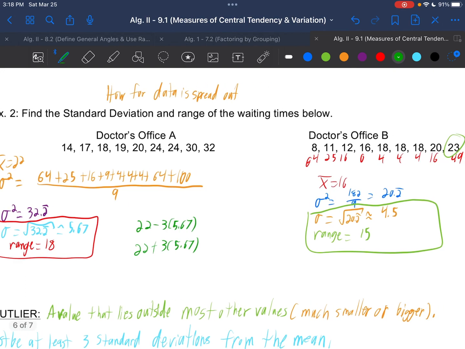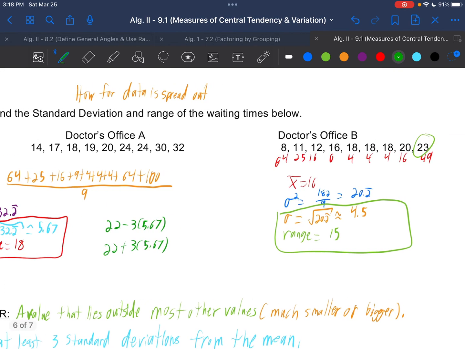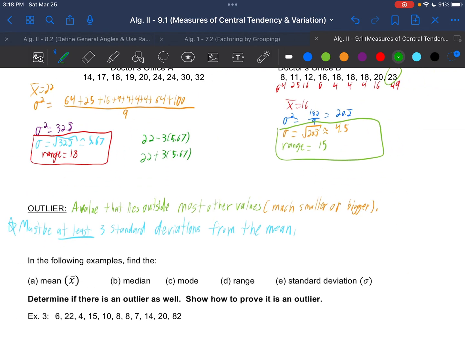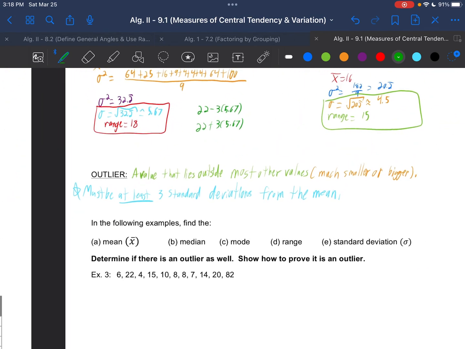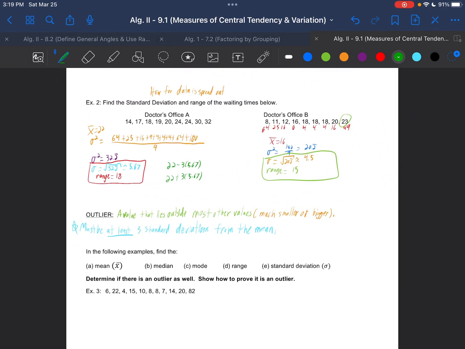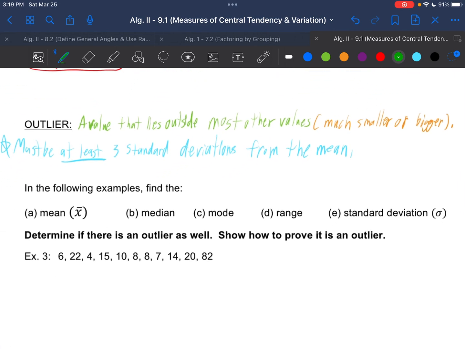It's important to note that in both of these cases, there are no outliers. Now, if you had a wait time of like 60 minutes for either of those, that would be an outlier, significantly different from the rest of the data. So in the following examples, we're going to start off with example 3. We're going to find the mean, median, mode, range, and the standard deviation. And we're going to determine if there's an outlier.